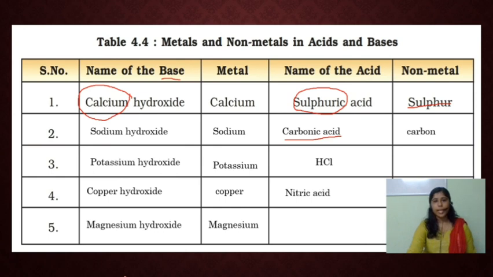What is HCl? Hydrochloric acid. HCl is hydrochloric acid. Which non-metal is present in hydrochloric acid? Simple, it's chlorine. Then nitric acid. Which one? Nitrogen. Last, acetic acid. Which non-metal is present in acetic acid? It's carbon. Okay? Is it clear? Okay.